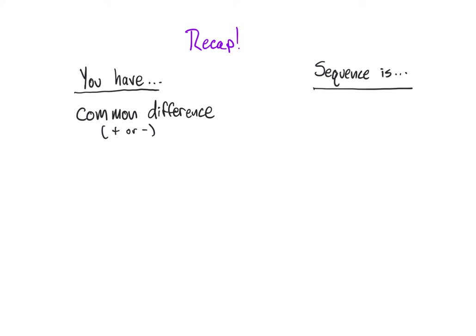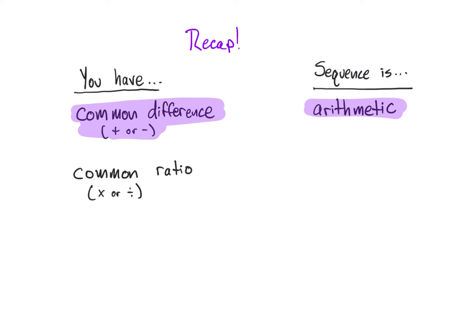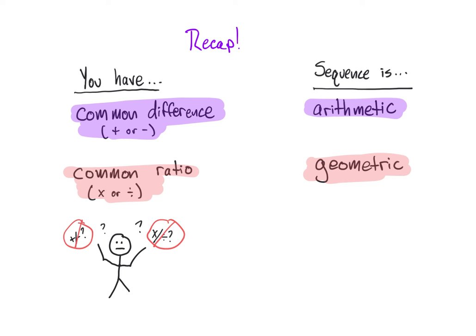To recap, if your sequence has a common difference, meaning it goes up or down by the same amount as you go from one term to the next, that's an arithmetic sequence. If your sequence has a common ratio, meaning you can multiply by the same amount each time to get from one term to the next, you have a geometric sequence. If you don't find either of those things, your sequence is neither arithmetic nor geometric.